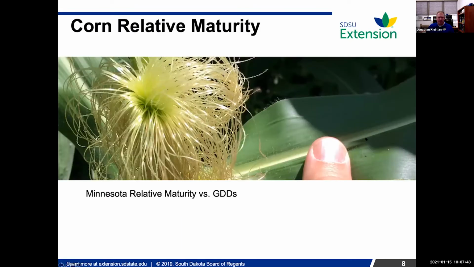Okay, moving on. I'm going to talk a little bit about corn relative maturity. We're used to using the Minnesota system here. Basically all the northern plains, that's what's used. So Minnesota relative maturity. And then we'll talk a little bit about how that relates to GDDs or growing degree days. I did not do an explanation of growing degree days today. I really didn't think it was necessary to get my point across. And I believe most of you know what I'm talking about there anyway.